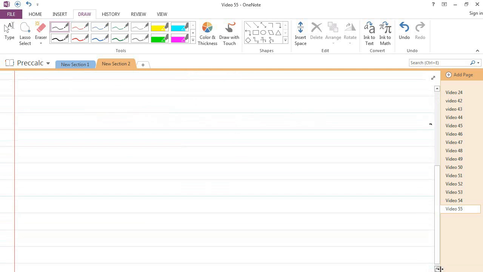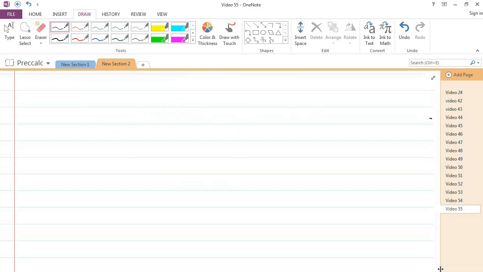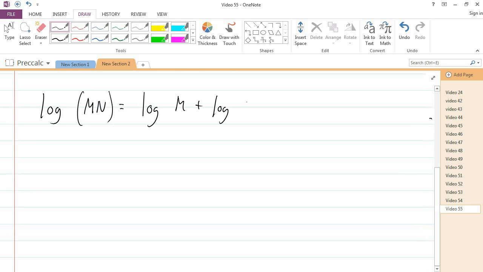So here's the property. If I take the log of two things that are multiplied together, let's call them m and n, I can write this as two separate logs that are being added together instead. So this property lets me turn multiplying inside of a log into addition between two logs. I turn multiplying into addition.